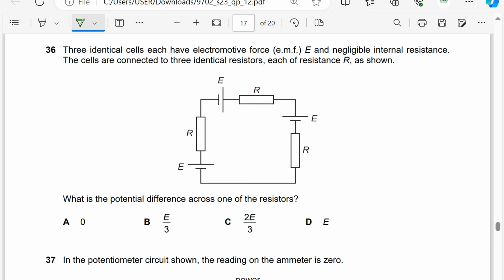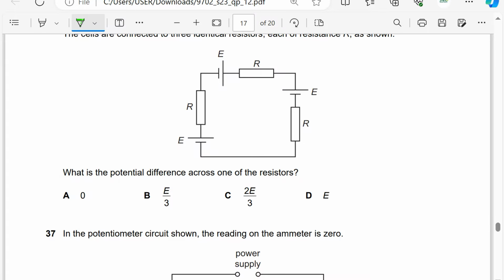Three identical cells each have EMF E and negligible internal resistance. The cells are connected to three identical resistors, each of resistance R, as shown. What is the potential difference across one of the resistors? So I'll just use Kirchhoff's laws. Let me choose a loop in that direction, and I'll say sum of EMFs. This is positive, positive, negative, because I'm moving in a clockwise manner. So I have E plus E minus E. That is the sum of EMFs. Now the sum of PDs.